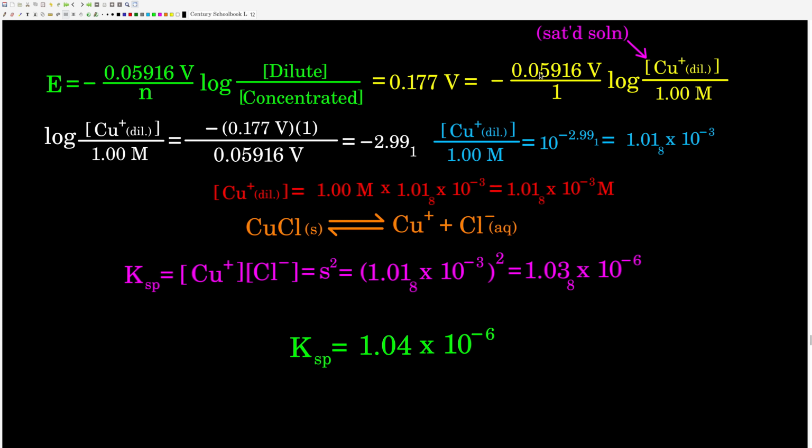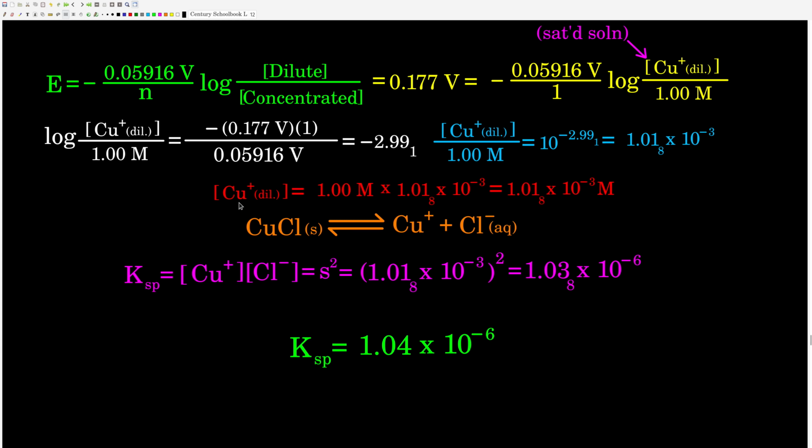So we can set this up and solve this for the concentration of the copper in the dilute cell. So basically just divided by negative 0.05916 volts, we get log of this term is equal to negative 2.99, or taking 10 to both sides, concentration of copper over the concentration of the concentrated cell. Now it's 1 molar here, but it doesn't have to be, it can be whatever, right? And this is equal to 10 to the negative 2.99, or 1.08 times 10 to the minus 3. Then if we multiply through by this concentration, which happens to be 1 molar here, but it doesn't have to be. So we get the same number in this case, but only because this concentration was 1 molar.